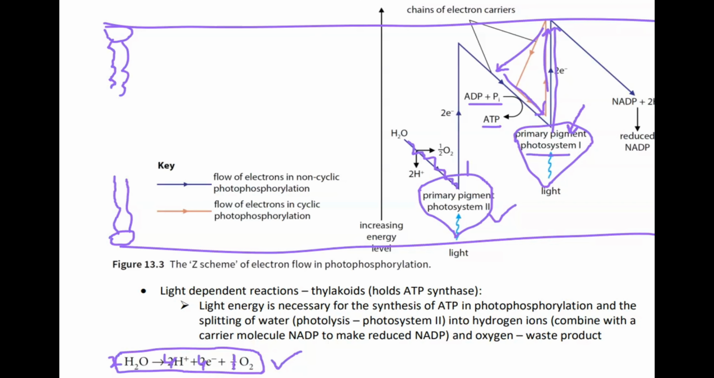So what is happening in the cyclic way of photophosphorylation is that photosystem 1 absorbs light energy and electrons which are present here are moving to the high energy level, which will fall back into the electron transport chain. And moving to the ETC, they cause the movement of hydrogen ions, which results in production of ATP.